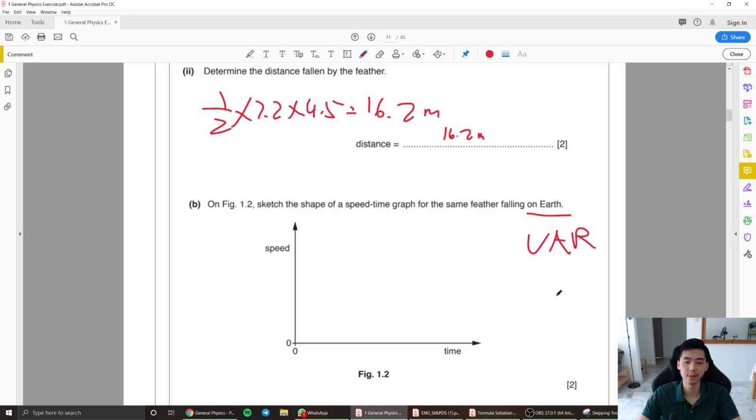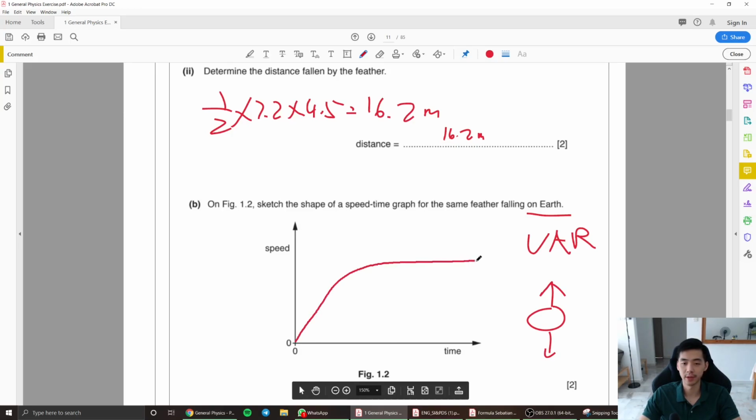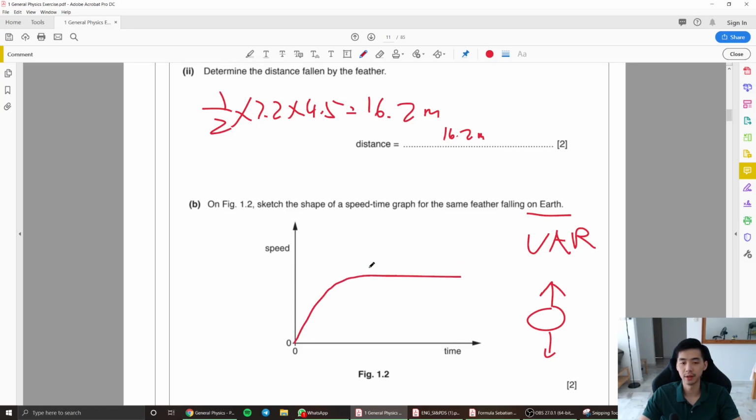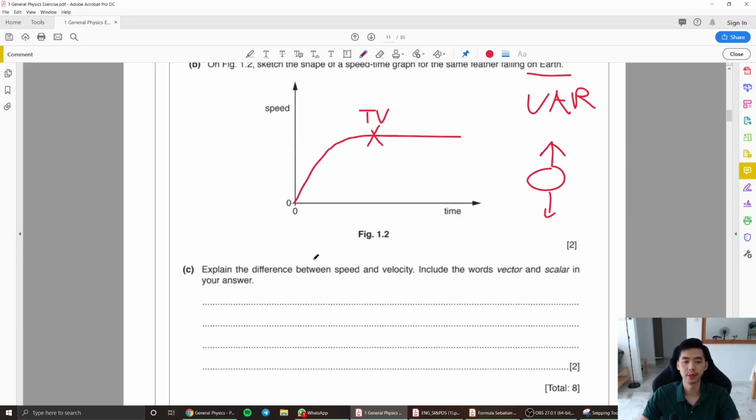If there is air resistance, it means to say the object will eventually have the upward force equals to the downward force, and thus you should draw a graph that is curving and eventually flat lines. It should be something like this here. This flat line is where the terminal velocity occurs. Terminal velocity can only occur when the upward force is equals to your downward force here, guys.